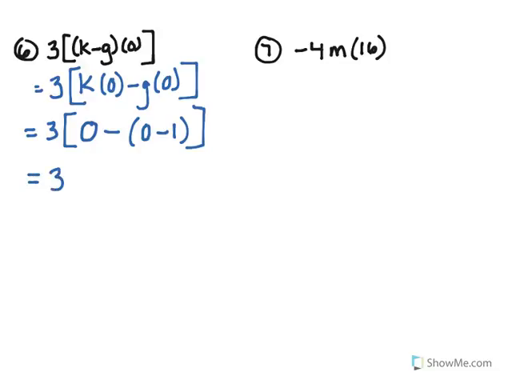So here I have 3 times 0 minus negative 1. That double negative in the middle is really a positive. So this is 3 times 1 for a final answer of 3.